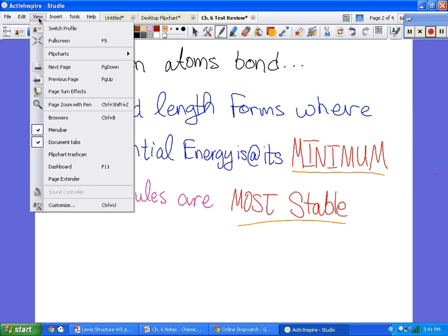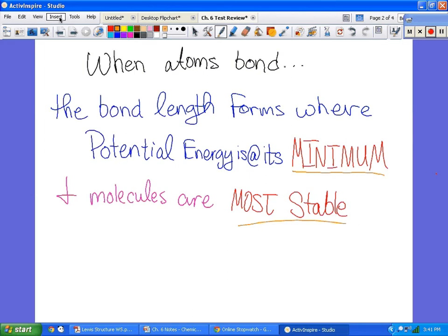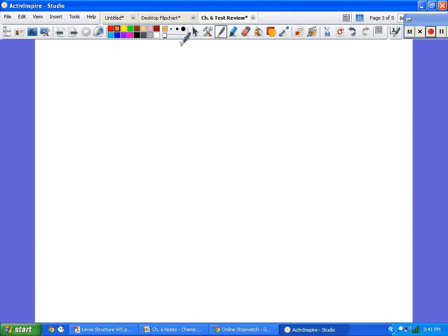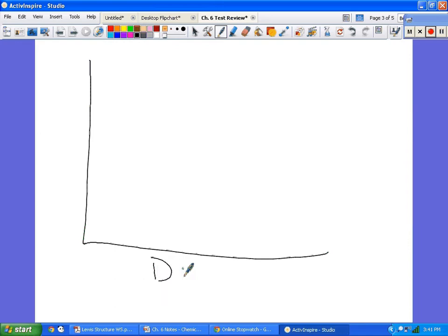Some of you may remember this, and I'm just going to include it in. You don't have to go back and draw it, but you can if you want to. It was this chart, and distance was the x, and y was the potential energy.